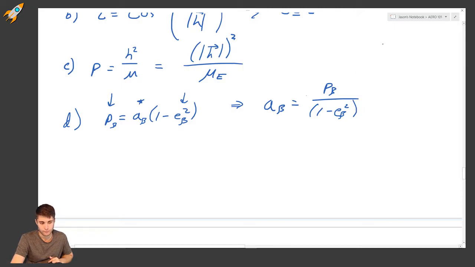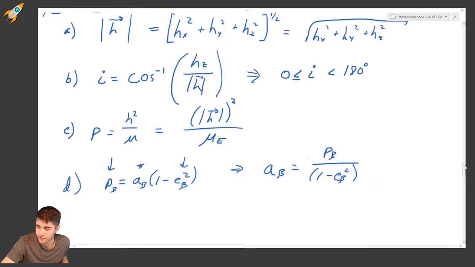No, Yoshiro. Inclination is technically between 0 and 180 degrees. That's how it's mathematically defined as an orbital element. I know what you're saying, Yoshiro. What you're typically saying is this.